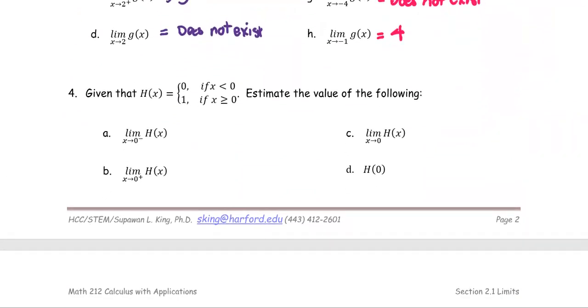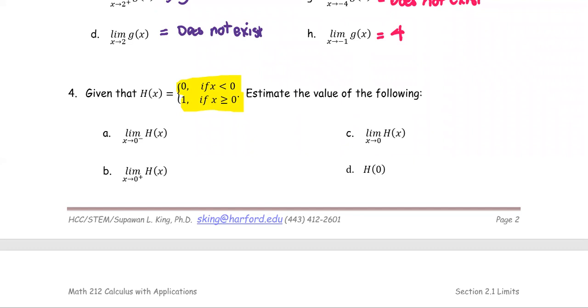Another example, given the function h(x) as a piecewise defined function, defined to be 0 for x less than 0, defined to be 1 for x greater than or equal to 0. Estimate the value of the following.